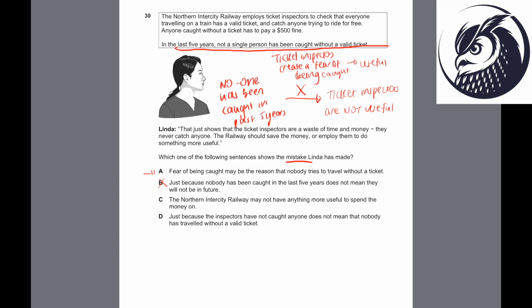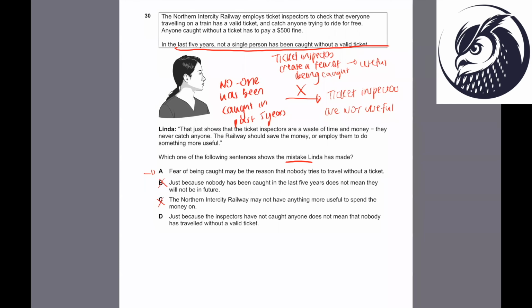Again, not very relevant to what Linda's trying to say. Linda's trying to say, basically, that the ticket inspectors are not useful since they haven't caught anyone in the past 5 years. It doesn't really show the assumption that she's made. So again, C is quite irrelevant.